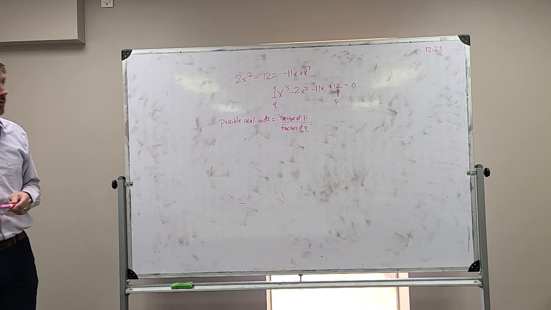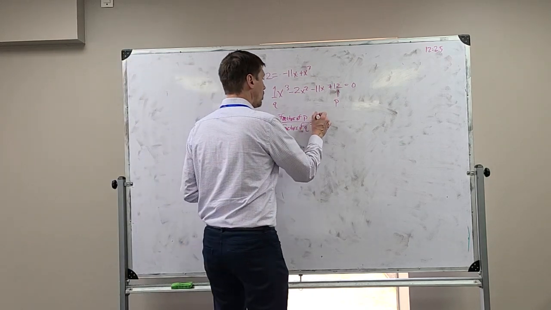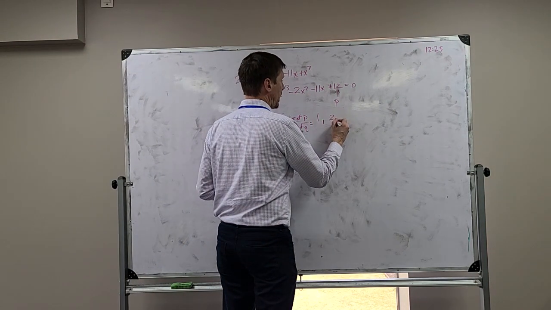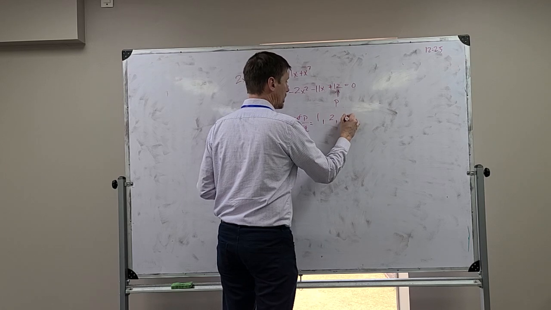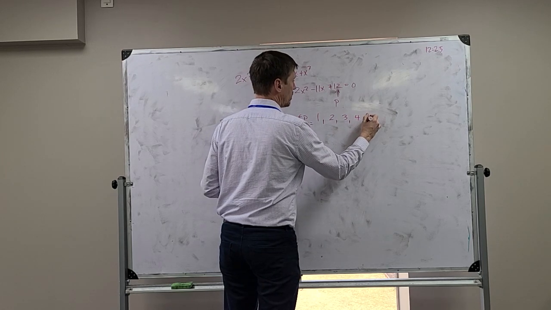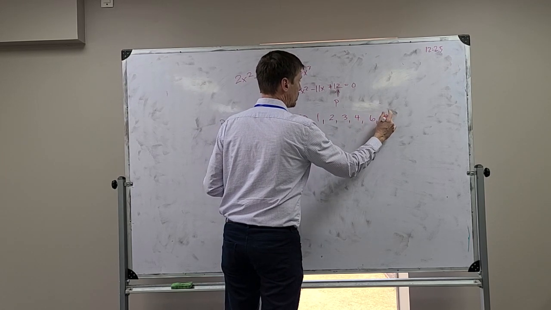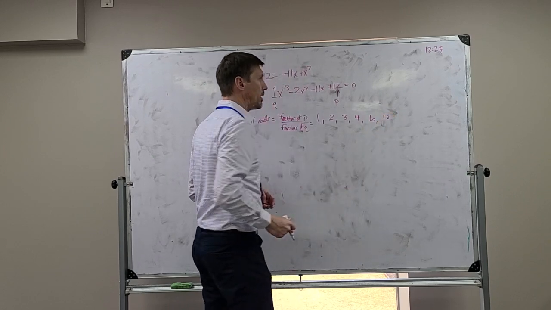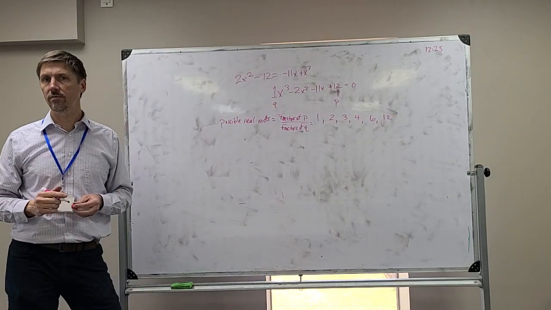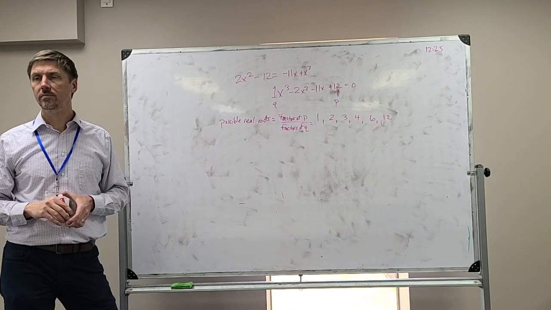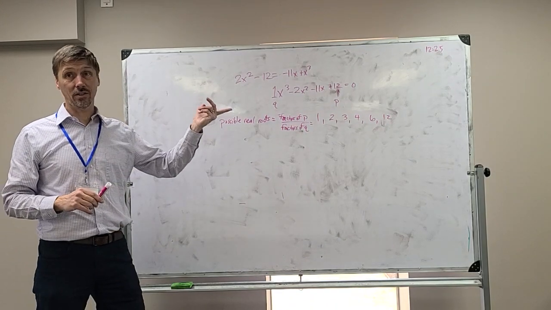So I'm going to put those in order, from lowest to greatest. 1 is a factor, 2 is a factor, 3 is a factor, 4 is a factor, 6 is a factor, 12 is a factor. Those are all of my possible factors for 12. You guys agree with that? Yes, sir.